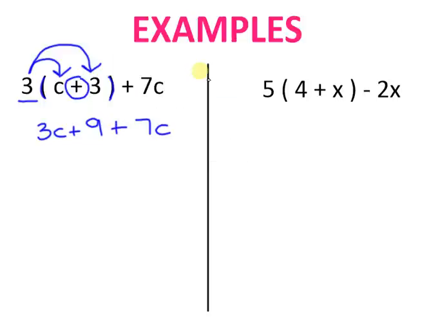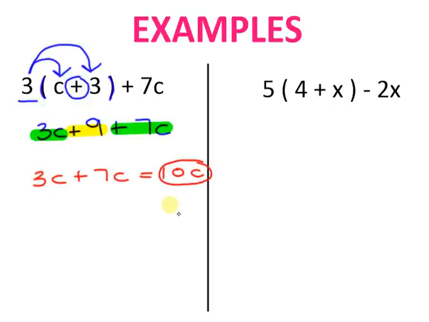Now, all you do is combine like terms. Here's the 3c, plus 7c, and then here's a plus 9, okay? So 3c plus 7c, that's 10c. That's gonna be part of your final answer. And then 9 is just by itself. So your final answer is 10c plus 9.